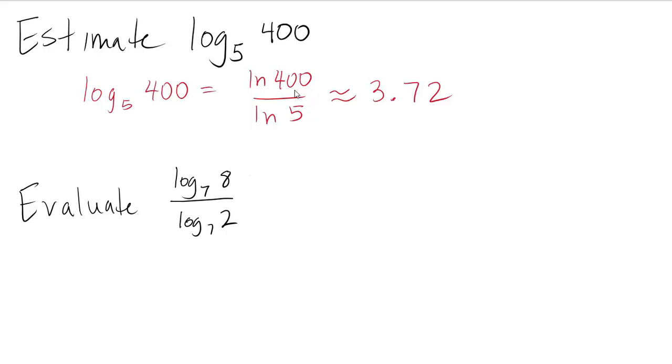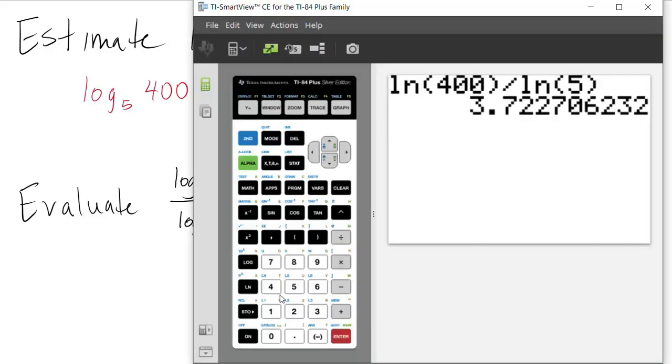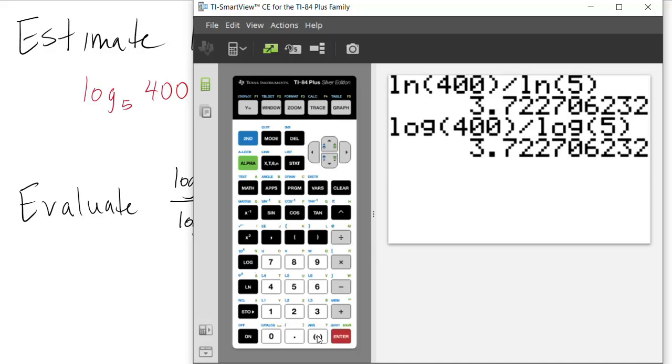And there's nothing special about natural log. This also would have worked with common log. If we'd have done the common log of 400 and divided that by the common log of 5, that's also going to give us 3.72-ish. It's the same result because the change of base formula allows you to change to any base. I'm only picking natural log because that's my favorite. You can do this with any logarithmic base.